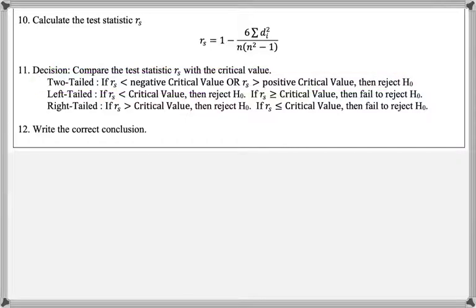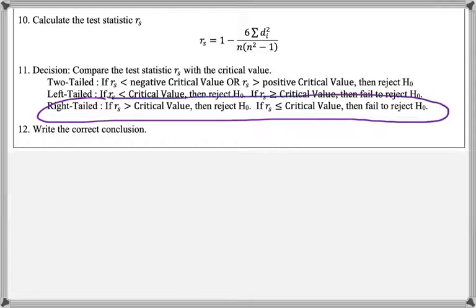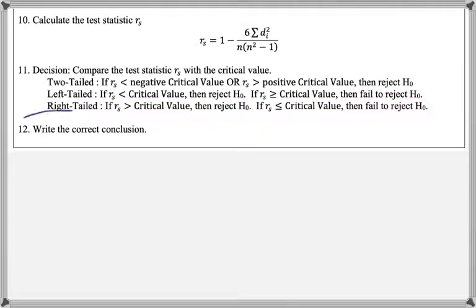For left-tailed tests, if RS is less than the critical value, we reject the null hypothesis. If RS is greater than or equal to the critical value, we fail to reject the null hypothesis. And for right-tailed tests, if RS is greater than the critical value, we reject the null hypothesis. If RS is less than or equal to the critical value, we fail to reject the null hypothesis. Lastly, we write the conclusion.